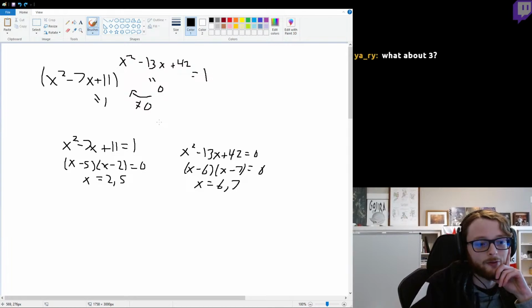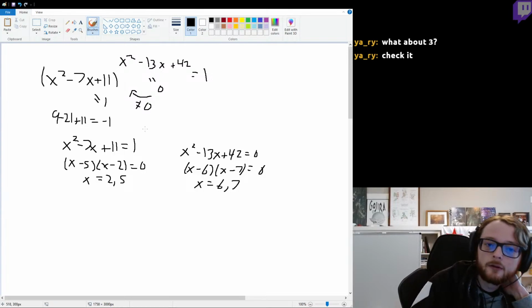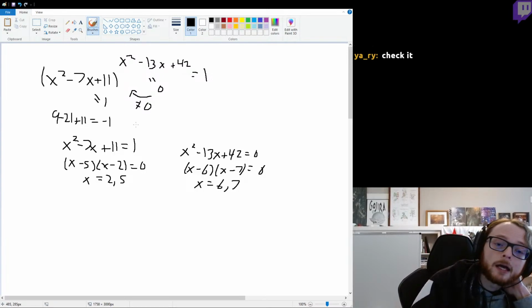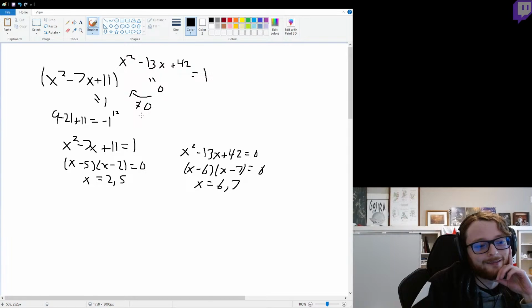Oh, is there a third thing that I'm missing where it could also be 3? 9 minus 21 plus 11. Negative 1? To the power of 9 minus 39 is negative 30 plus 42 is positive 12. That gives you 1. Oh, wow. What did I miss?